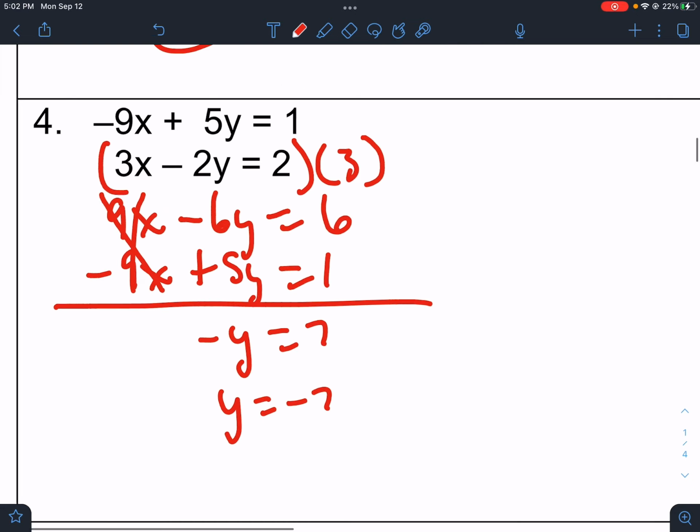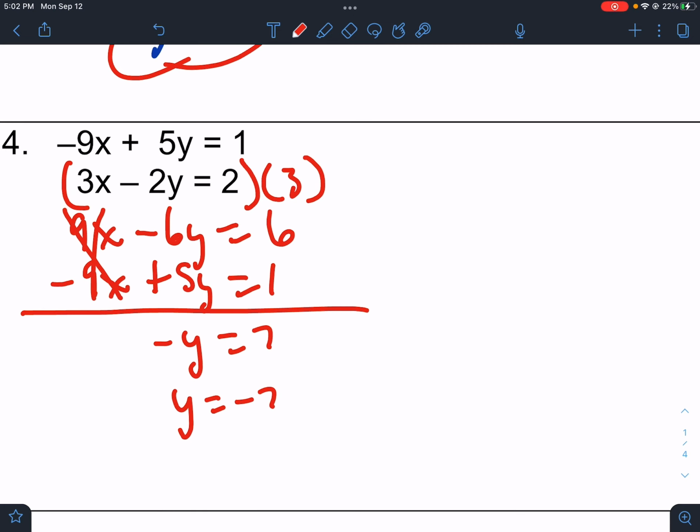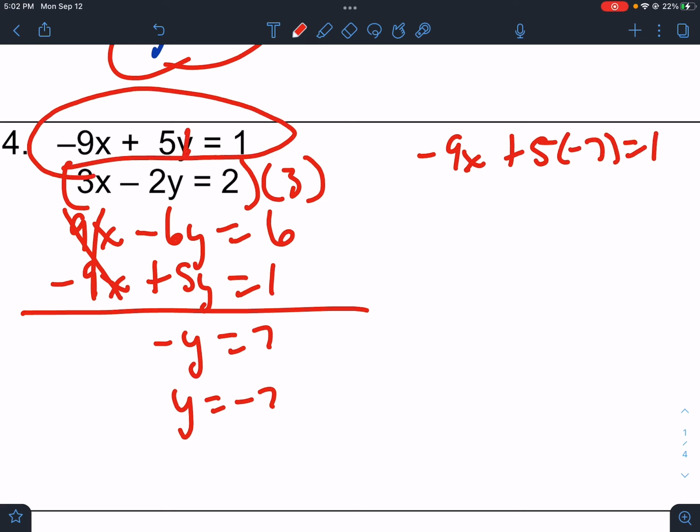So what do we do next? We plug in that value. So negative 9x plus 5 times negative 7 equals 1. I just took this equation and I plugged in the negative 7 for y. So negative 9x, that would be negative 35. Added over, that would be 36. So x equals negative 4.